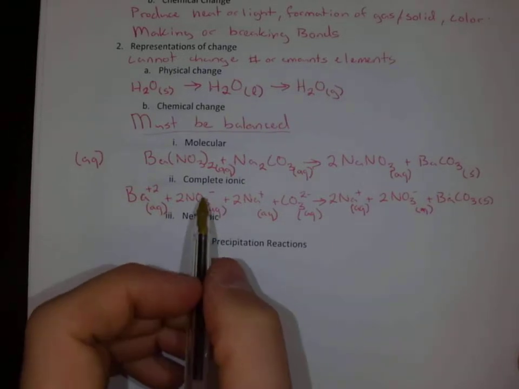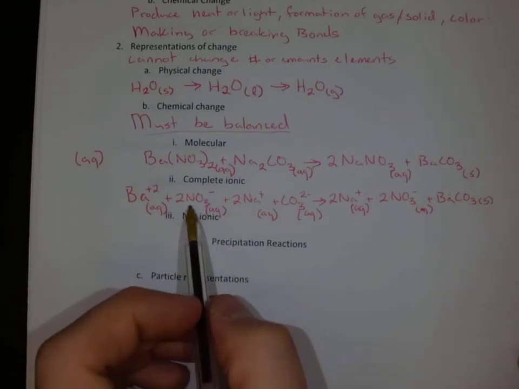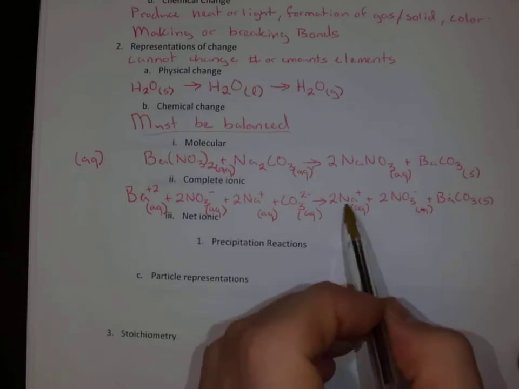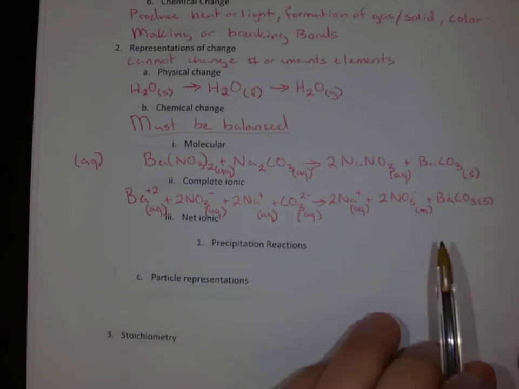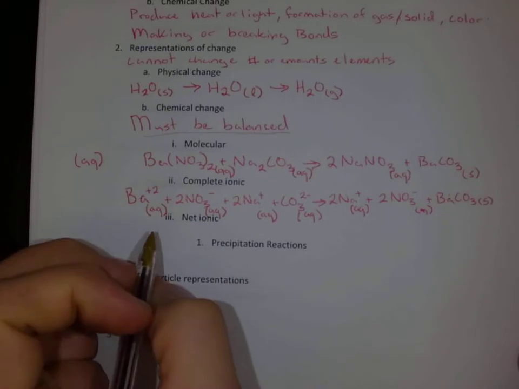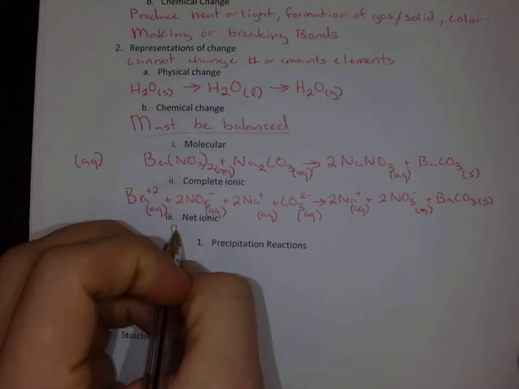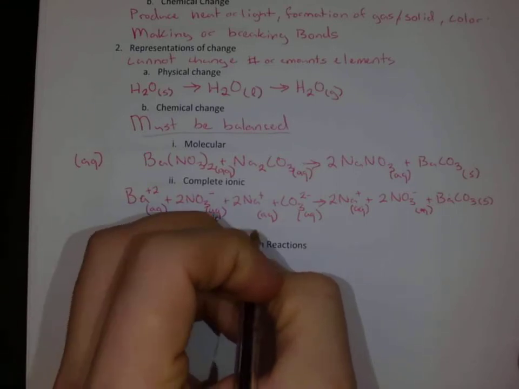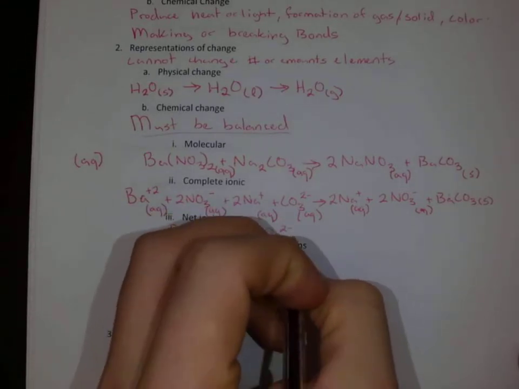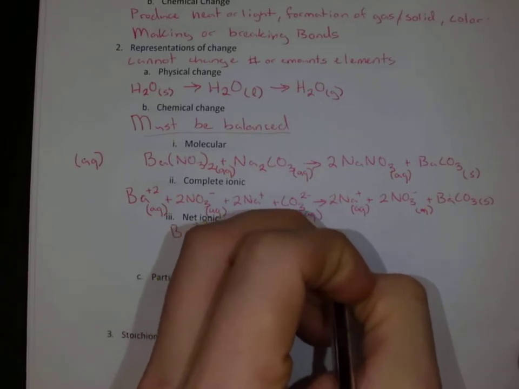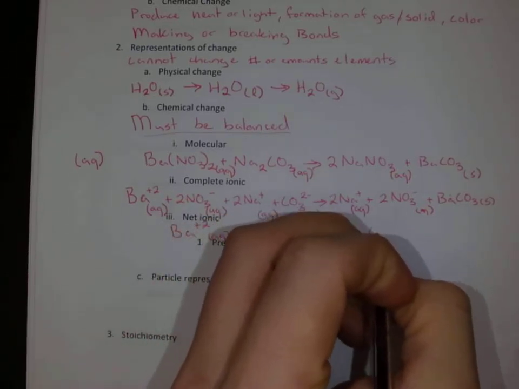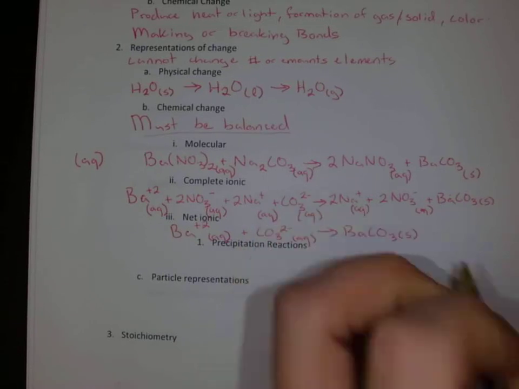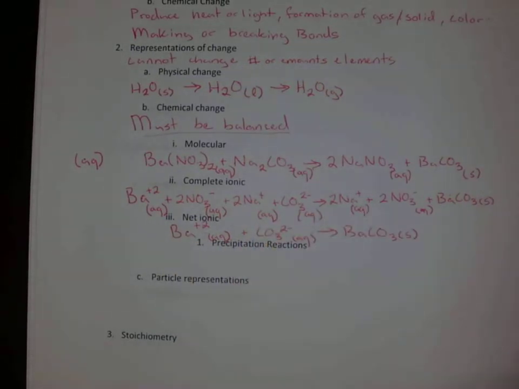But with our complete ionic equation, we realize, oh, my two nitrates and my two sodium ions did not change. So in the net ionic equation, I don't have to actually write those. I'm only going to write the ions that change. So Ba2+ aqueous plus CO3 2- aqueous goes to BaCO3 solid. We see that my barium and my carbonate ions combine to form a solid, and this is a precipitation reaction.